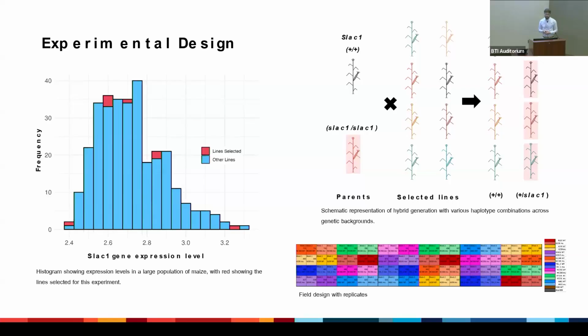Once we chose our 8 lines, we created our programmed mutants by crossing a double knockout to a wild type and selected among the lines, as shown in the figure to the right here. And then with our individuals, we planted this in a typical randomized field design with multiple reps.